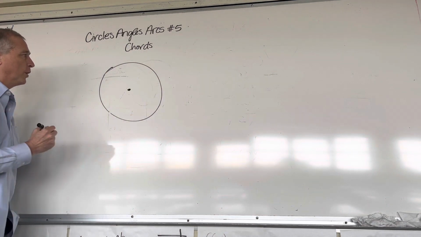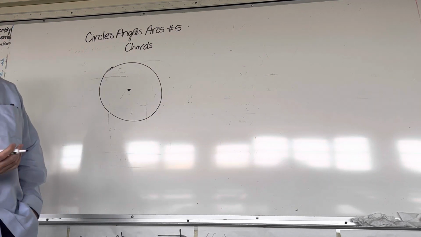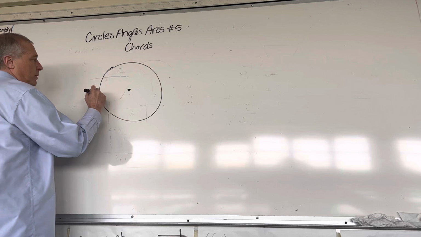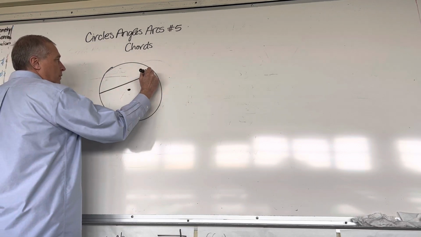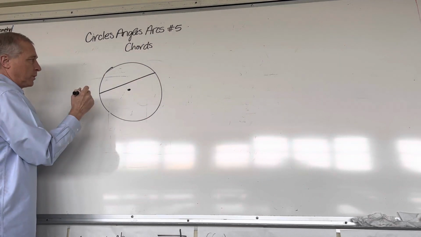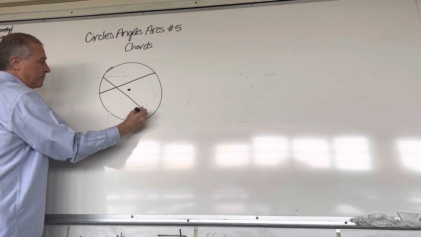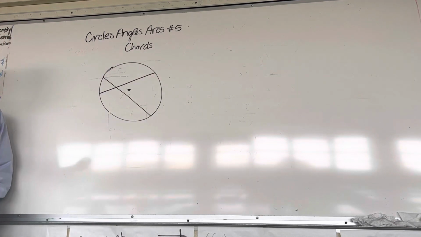Okay, what is a chord? A chord goes from side to side without crossing through the center. So here is a chord there. So see how it's not through the center? It's offside, right? Off to the side. It's not passing through the center, but it's going side to side. It's going from the circle to the circle. Okay, here's another one. 2 of them. All right, 2 chords in a circle.